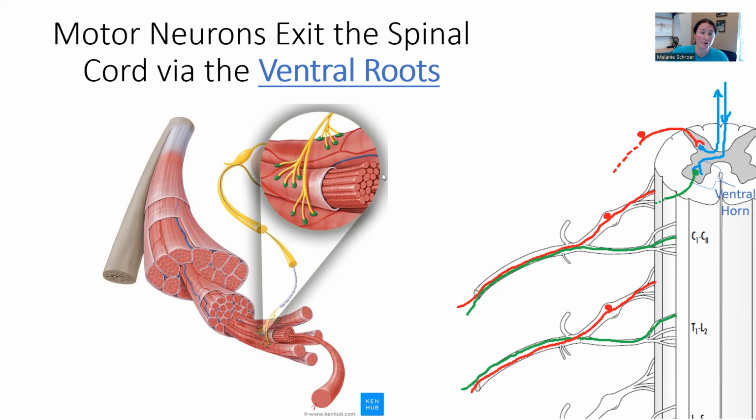And the motor neuron here in green is going to synapse with muscles, right? Muscle cells. Remember, a motor unit is all of the muscle cells that are controlled by a single motor neuron. And so here, this motor neuron is controlling all of these different muscle cells with one single action potential.